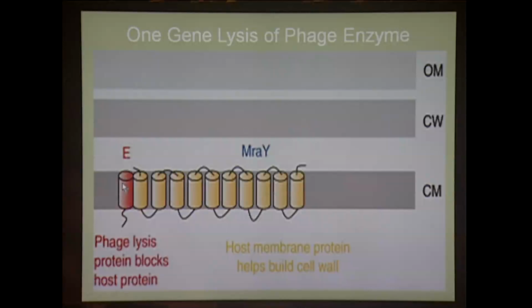Suppose this is the enzyme, it is binding with MraY. You know, MraY is the translocase protein which translocates the peptidoglycan unit outside the membrane. So, it is being blocked, and as a result the cell wall gets degraded.